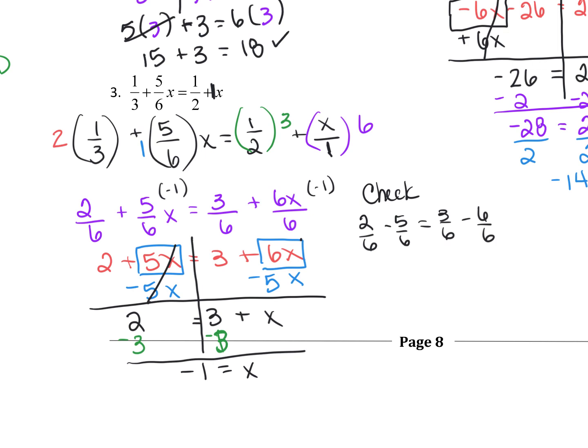2 over 6 minus 5 over 6, because the denominators are the exact same, you can just subtract the tops. 2 minus 5 is a -3. And then over here, the denominators are exactly the same, so subtract the tops. 3 minus 6 is also -3. So it's -3 over 6, -3 over 6, that checks out.